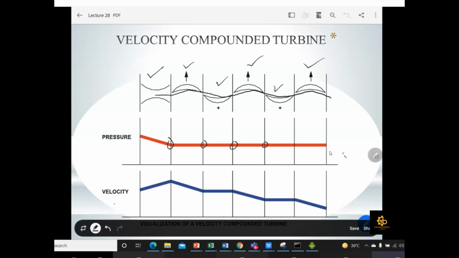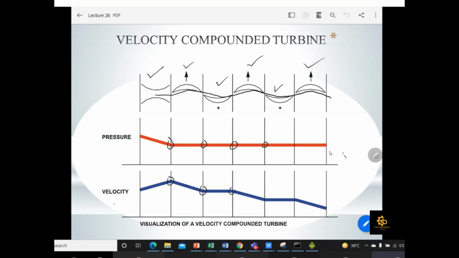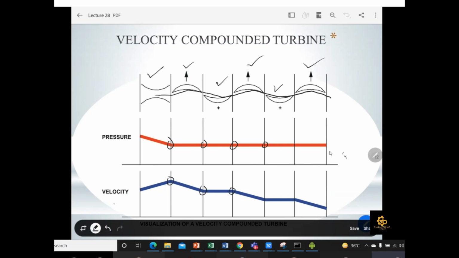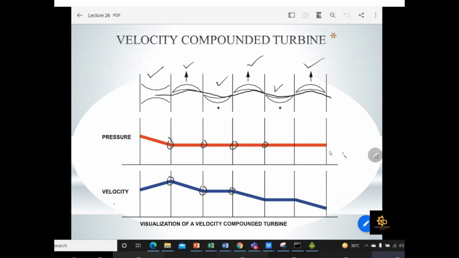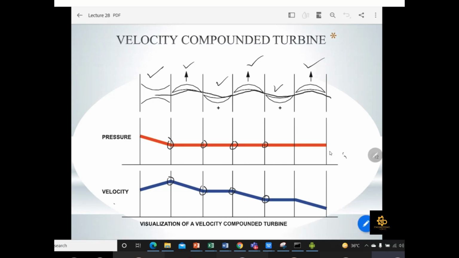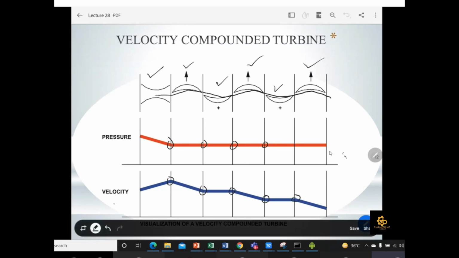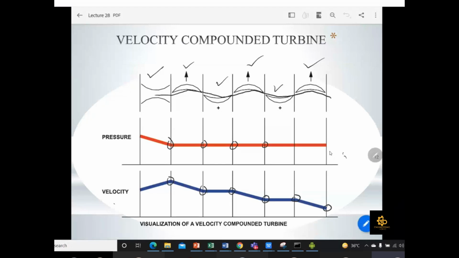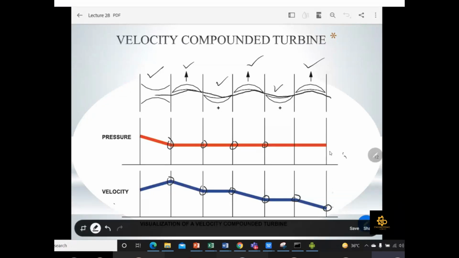Then the velocity graph. We already know that at the end of the nozzle the velocity increases, then it decreases, because when it hits the blade, it absorbs some kinetic energy and the velocity drops. But here there is a fixed blade, and the fixed blade's purpose is just to redirect the flow. It will not reduce any velocity in the fixed blade section, so the velocity remains constant throughout the fixed blade section. Then again in the moving blade section, it decreases. Again in the fixed blade section, it remains the same, and at the end we get the decrease in velocity. So this is our main objective, to decrease the velocity so that we get the optimal value.